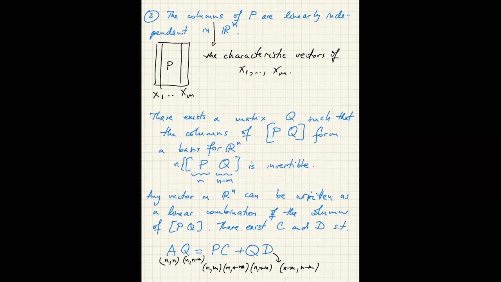So then, how does this help us? Well, we have two things. From the previous part, we have AP equals PB. And now we did AQ, and we wrote AQ as a linear combination of PC plus QD. And you see there is a 0, there is no D in this part. It's just PB. And there's no Q in this part, okay?